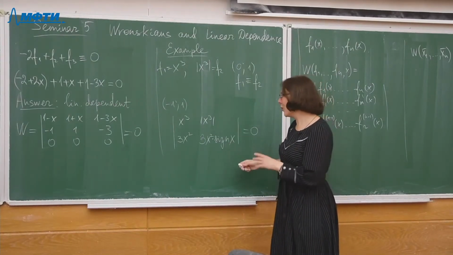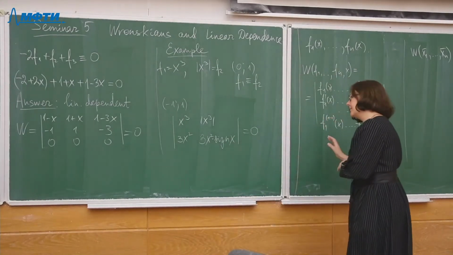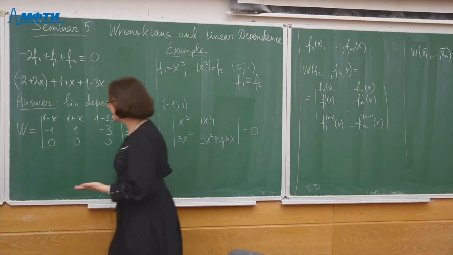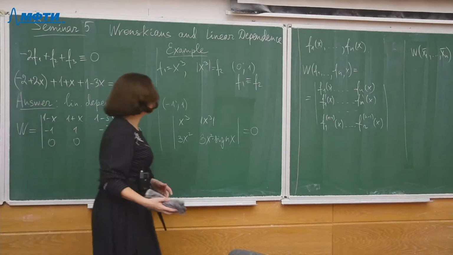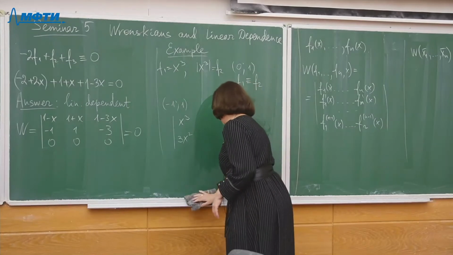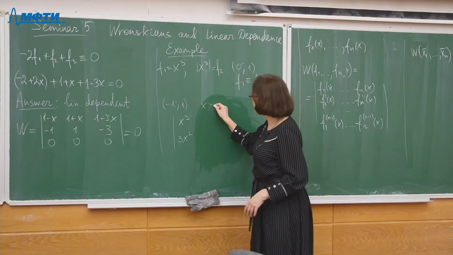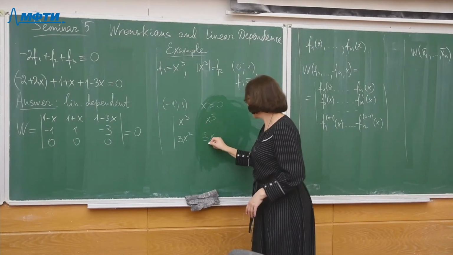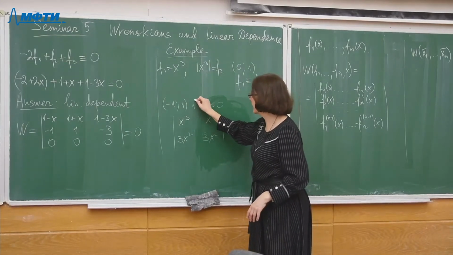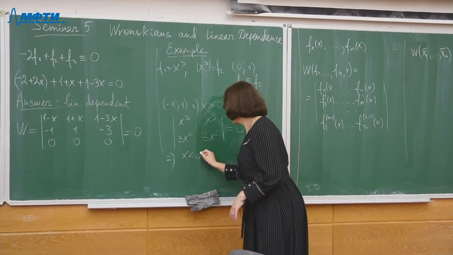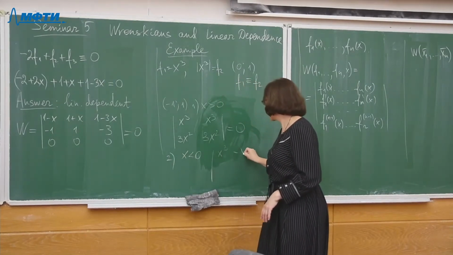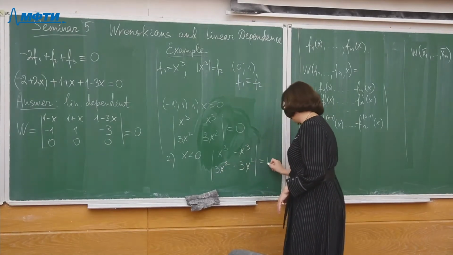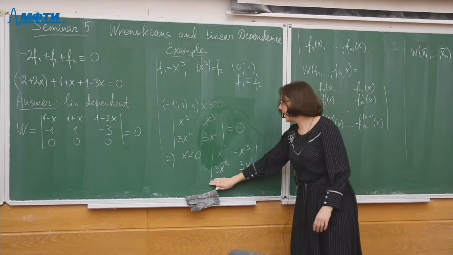What does it mean? Okay, or maybe it's better to consider two cases. The first case, x is greater than 0, then x is less than 0, and after this, x equals 0. Maybe it would be more clear, right? So if x is greater than 0, then the Wronskian will be x cubed, x cubed, 3x squared, 3x squared, and the determinant is 0. Right? This is the first case. The second case, x is less than 0, then the Wronskian will be x cubed, minus x cubed, 3x squared, minus 3x squared, and the determinant is 0. The Wronskian is 0. What about x equals 0?